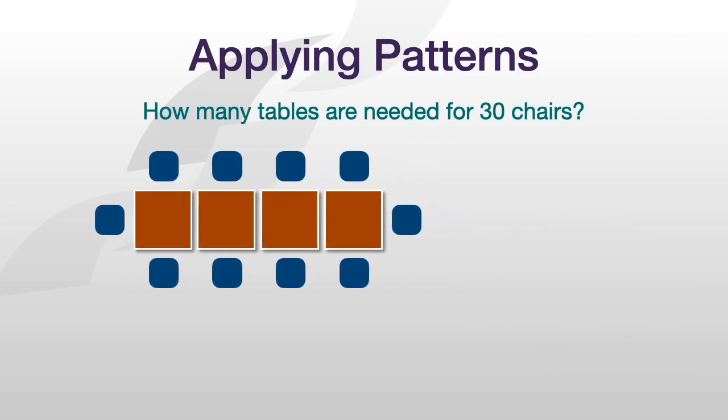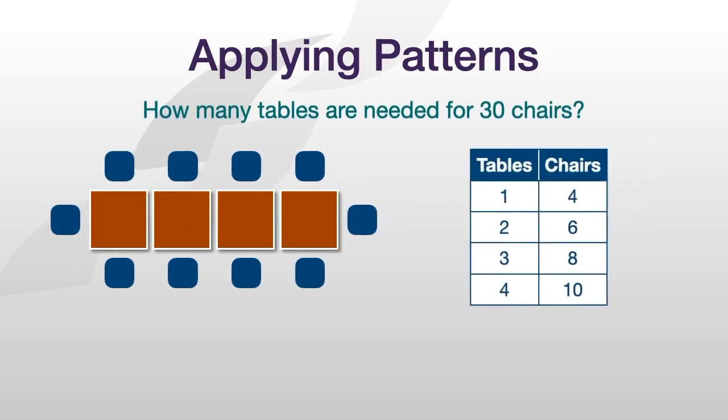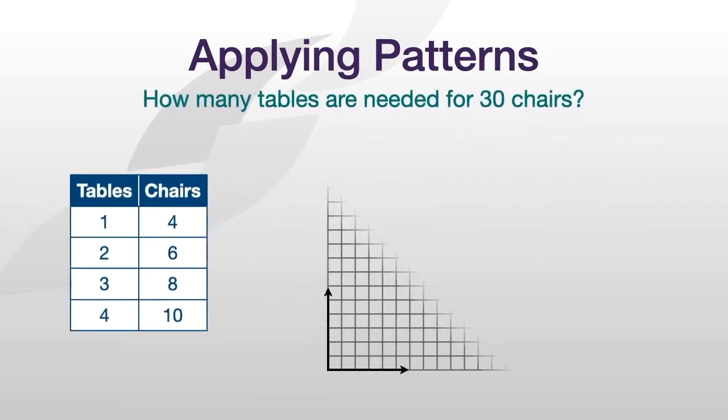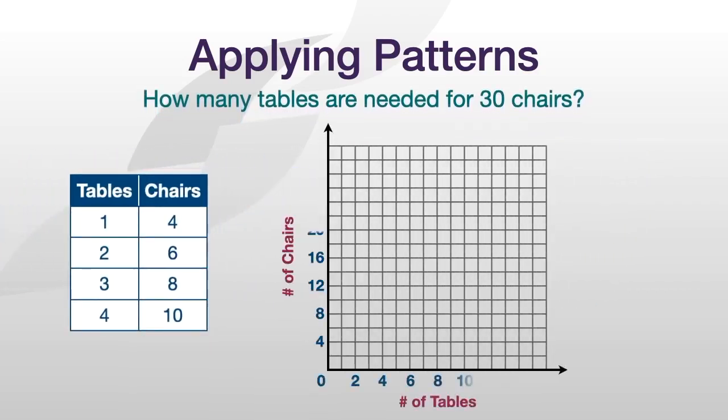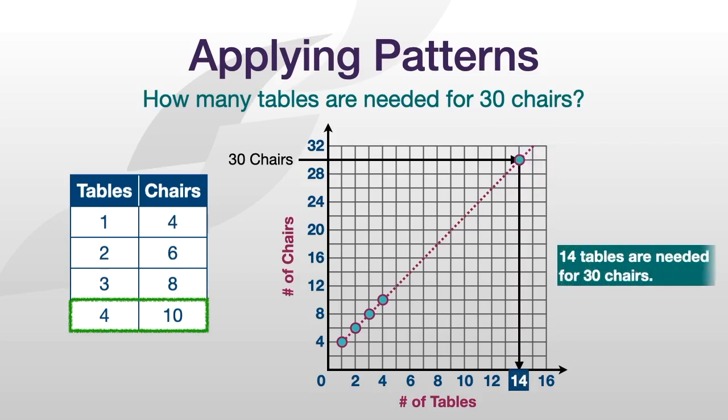There are many strategies we could use to solve this problem. One strategy is to begin with a table of values. And then we could graph the relation. We can use a straight line to extend the relation. We are looking for which point on this line corresponds with 30 chairs. This point shows that it will require 14 tables.